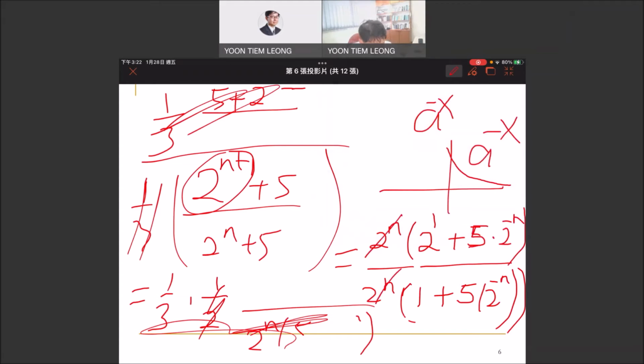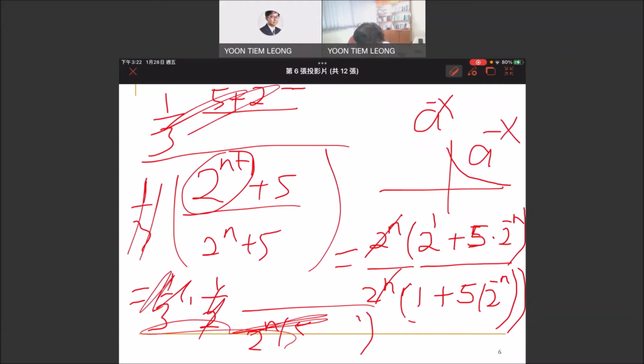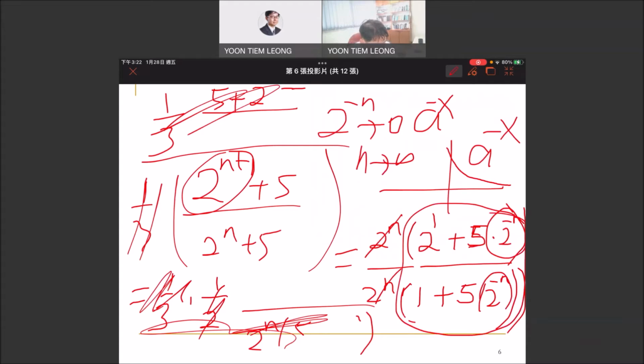So anyway, I think you can see the trend now. So this is an expression with n. So when n goes to infinity, what happened to this term? 2 power minus n, it just drops to 0. So this will drop to 0.